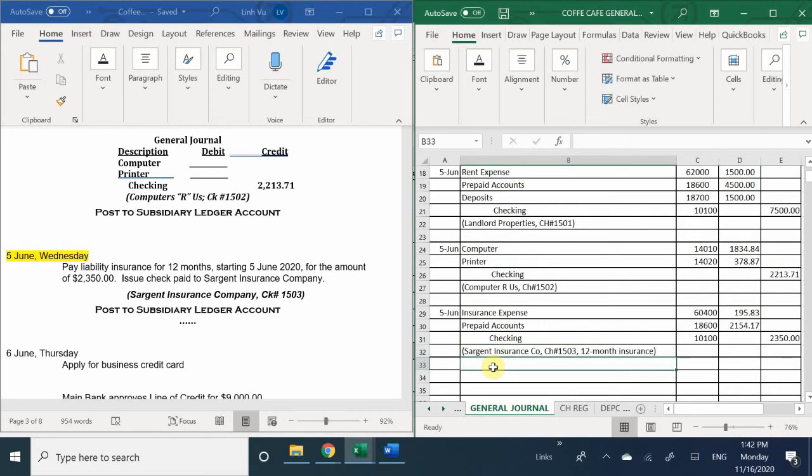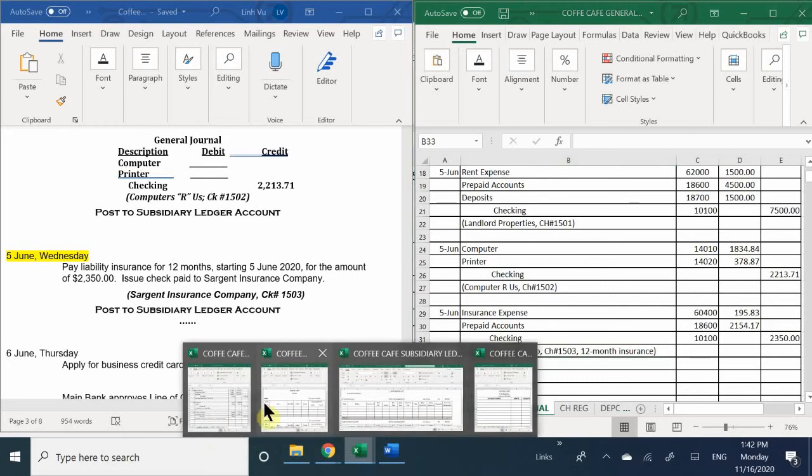Good. Now we completed our journal. We completed our check register. So what is going to be next? The general ledger. We're going to post it immediately to our general ledger so we know how much money we have in the bank and how much insurance we have remaining.